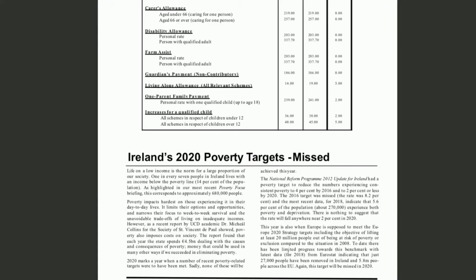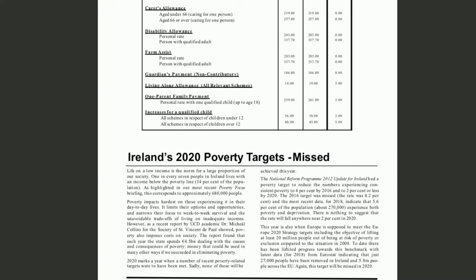In terms of what that means for people who are experiencing poverty, again, we're seeing missed targets around poverty. The latest data around poverty suggests that there's 14% living at risk of poverty. That's 680,000 people and over 200,000 children.